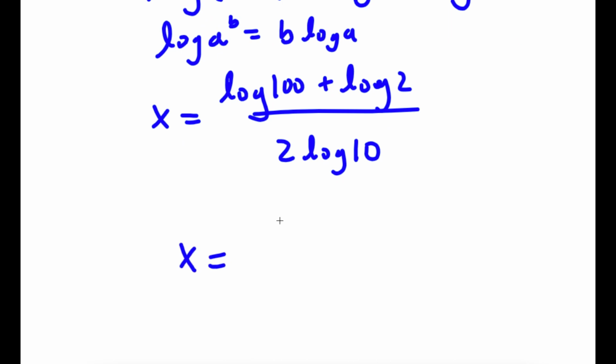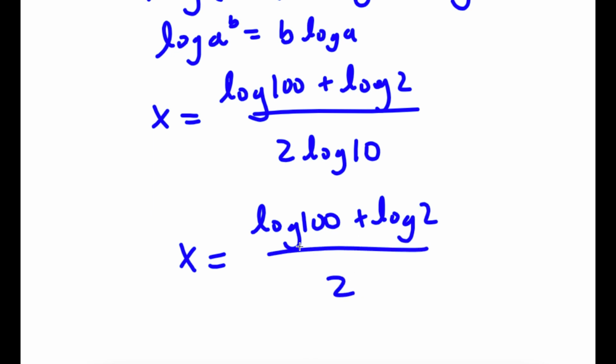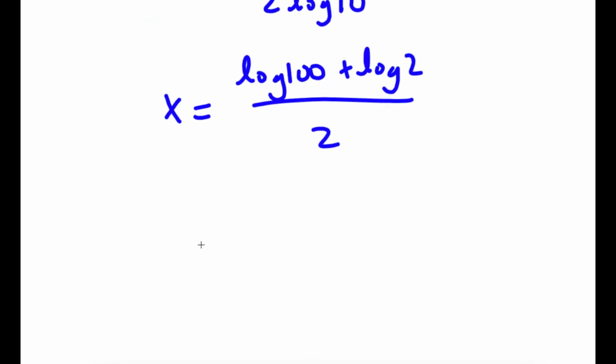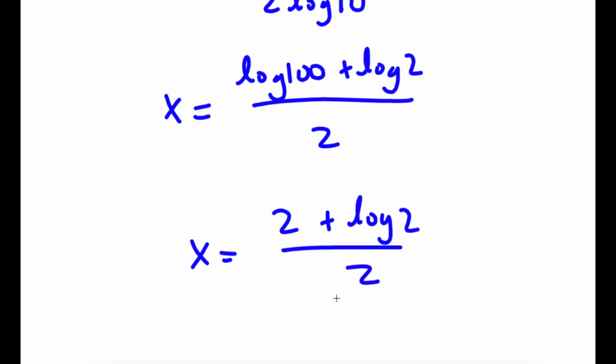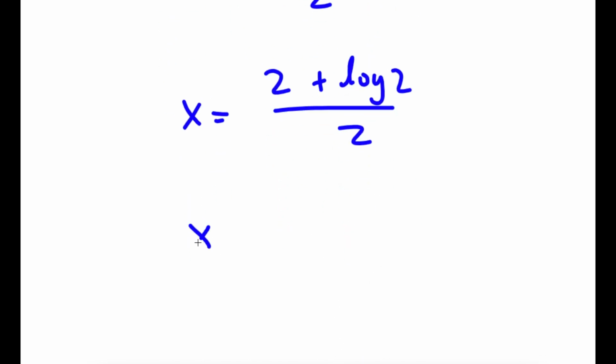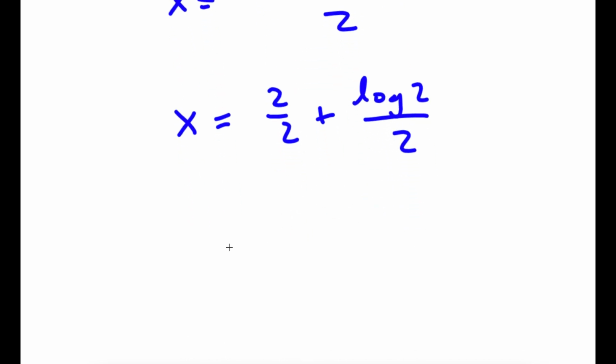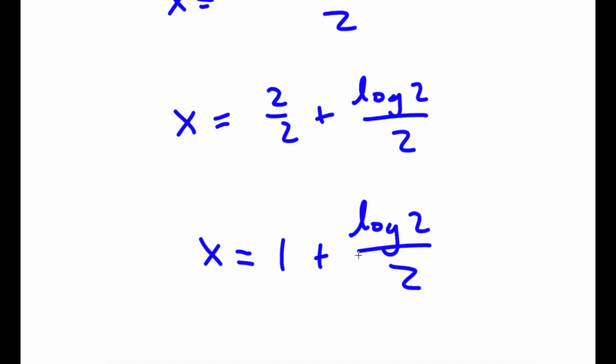So now I have x is equal to log 100 plus log 2 over 2. And again, we have log 100, and that's going to equal 2. So I have 2 plus log 2 over 2. And this is the same thing as 2 over 2 plus log 2 over 2. 2 over 2 is obviously 1, so I have 1 plus log 2 over 2.